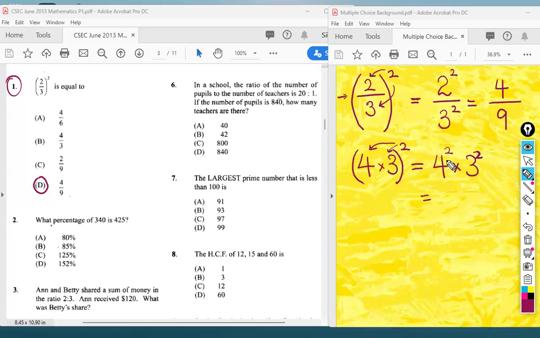So 4 squared is 16 and 3 squared is 9. So you could say what? 16 by 9, right? And you'll get 144. If you would have done it the other way, 4 multiplied by 3 is 12. And if you square it after, 12 squared is still 144. So we just saw that for division and for multiplication, it works.